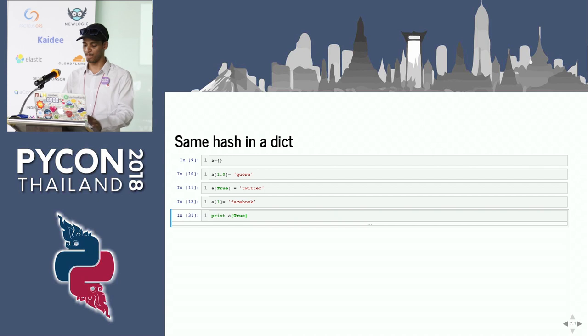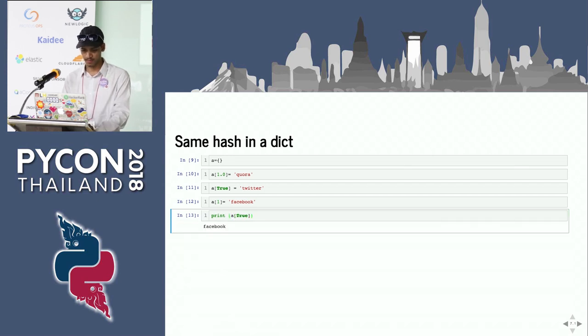But let's try to print this out. Whew. It turns out it gives out Facebook. Let's change it to maybe one. Okay, it's giving Facebook again. What about 1.0? Oh, it's Facebook again. What's happening? What happened to my dict?